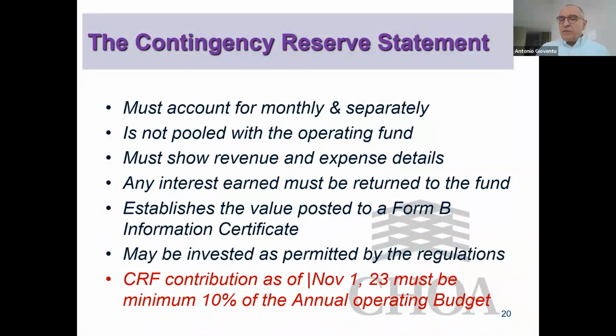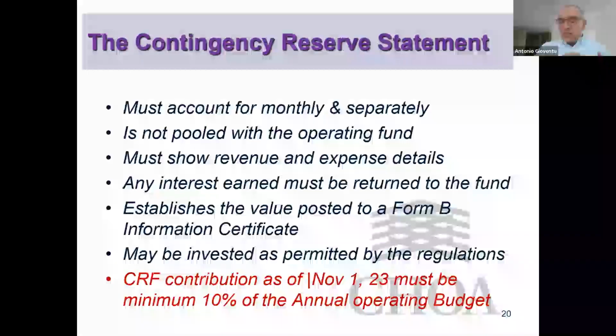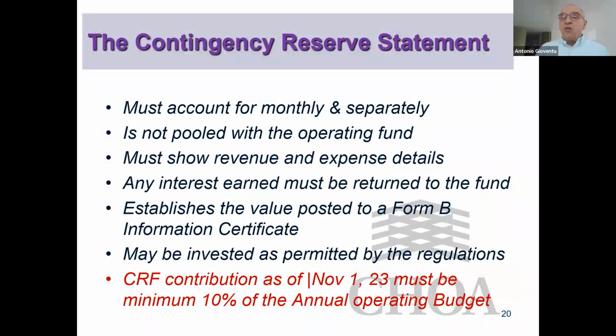You must show the revenue and expense details. The word details, I think, is critical and is overlooked. It's not just a line item amount. It's a line by line detail of what expenses were taken from the contingency fund. Any interest earned on the contingency fund is non-taxable, and as a result, it must be returned to the fund itself.